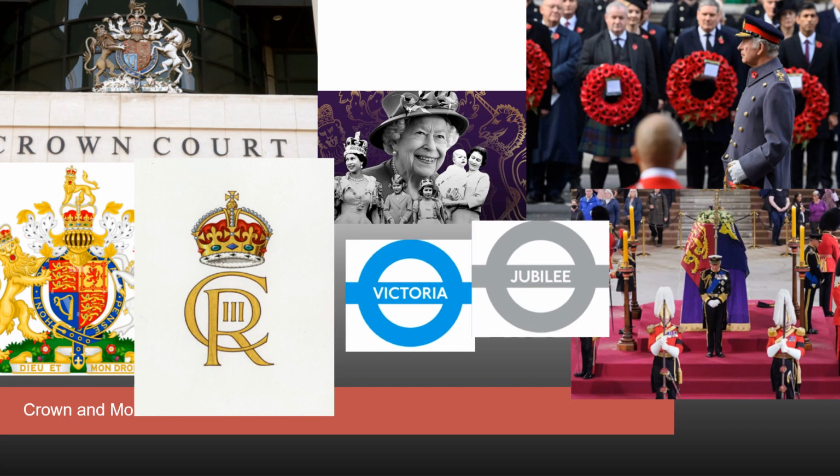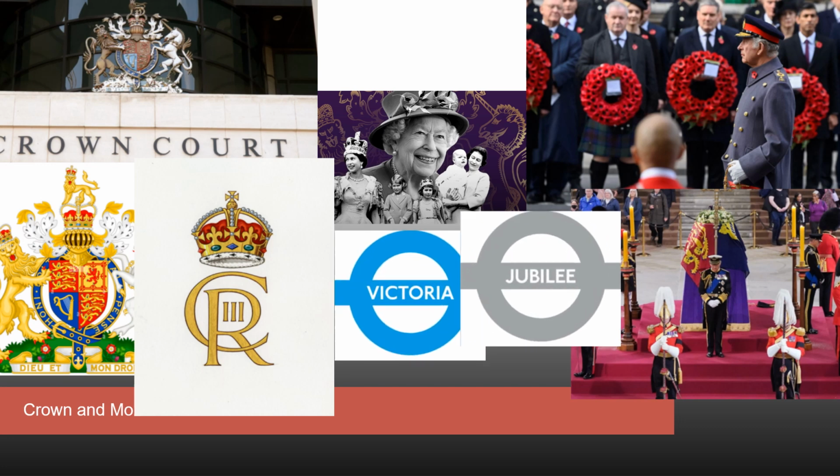In the middle, you see two logos of London's Underground lines, the Victoria Line and the Jubilee Line. This latter was opened in 1977 and named for Queen Elizabeth II's Silver Jubilee that year.